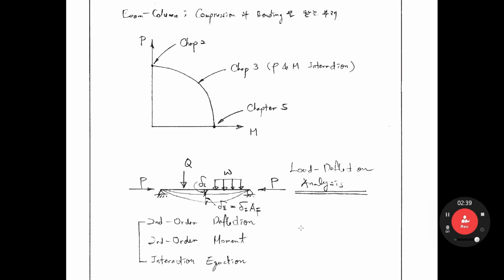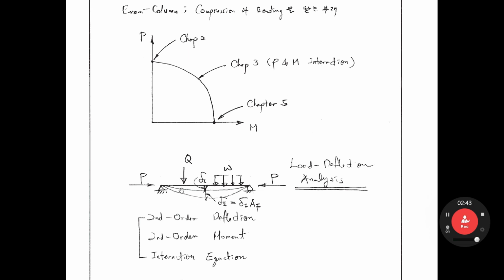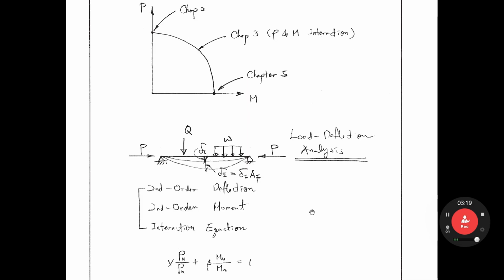If you see this beam column element, this element gets axial force and lateral load. This lateral load causes the bending moment. So this problem is load deflection analysis. We have some deflection due to this lateral load. This is a very typical beam column problem. In chapter 3 this week I will cover second order deflection, second order moment, and interaction equation.